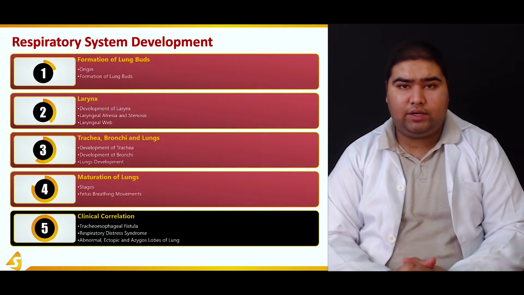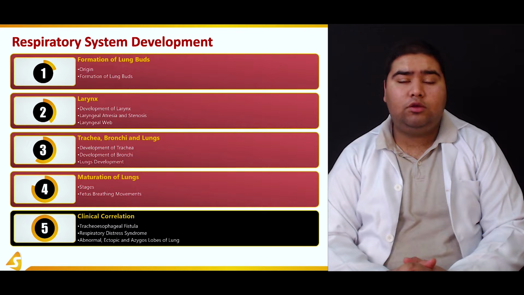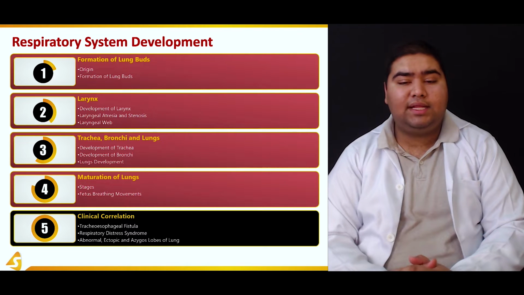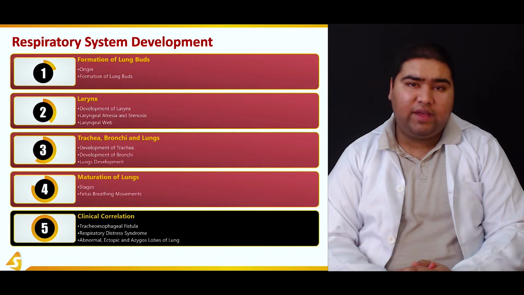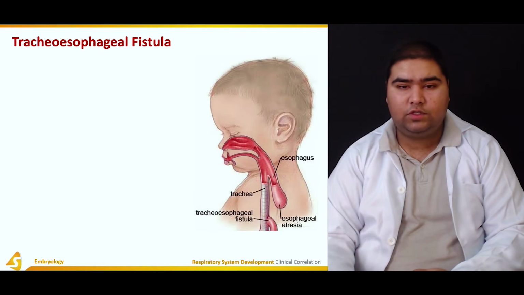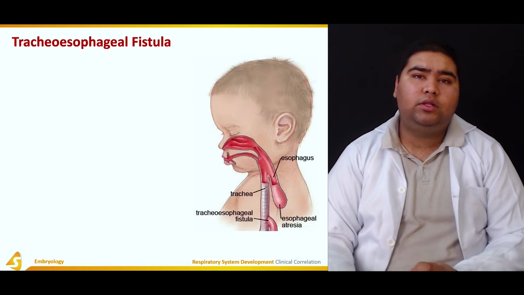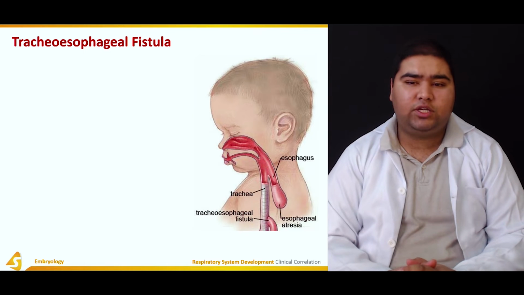We'll see respiratory distress syndrome and why it can cause such an effect on the human population, and we'll then see the abnormal ectopic and azygous lobes of the lung and what their effects on the human body are. So first of all, we'll talk about the tracheoesophageal fistula.